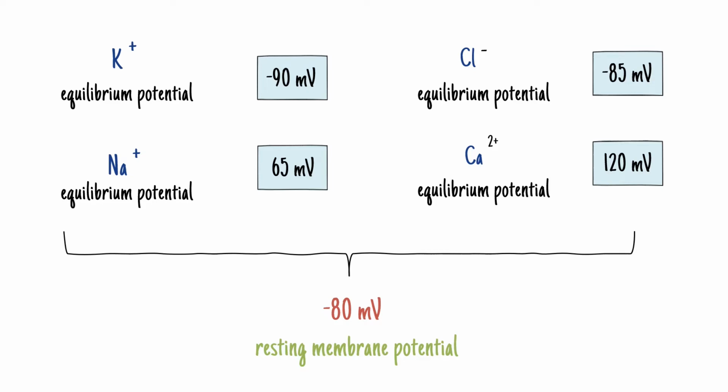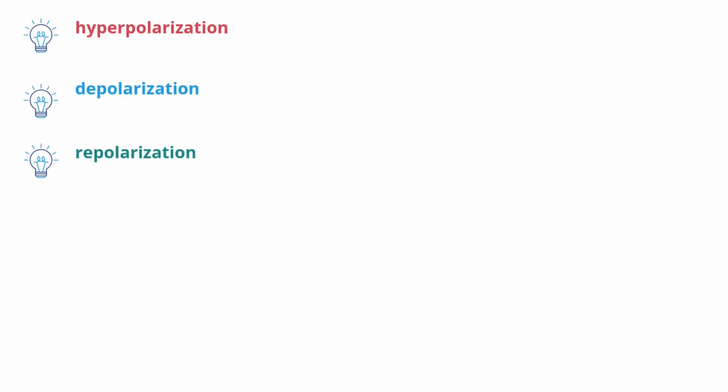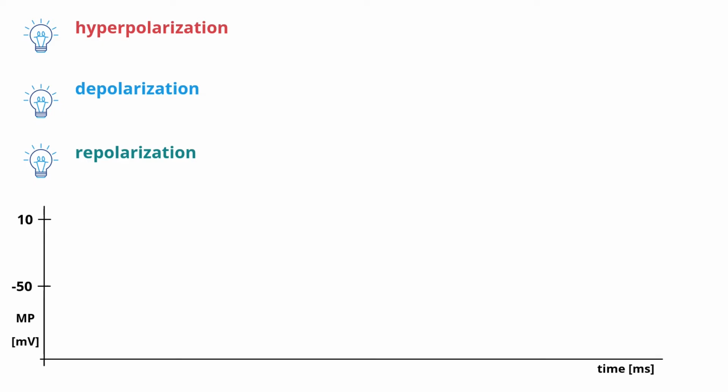That's it. The thing is that the membrane potential can change during, for example, an action potential, when different ions enter the cell. When we want to describe how the membrane potential changes, we usually use three terms: hyperpolarization, depolarization, and repolarization. To explain them, let's graph the membrane potential over time and look at how it changes.